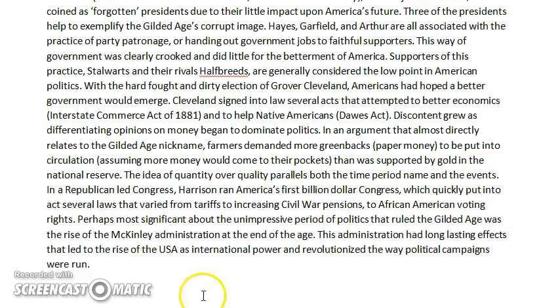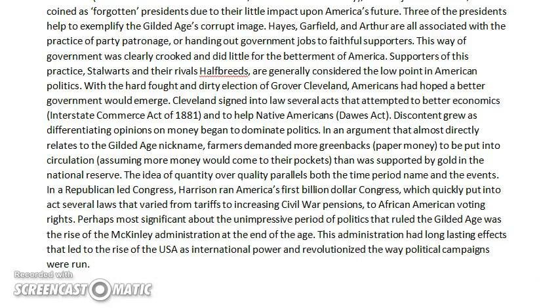In a Republican-led Congress, Harrison ran America's first billion-dollar Congress, which quickly put into act several laws that varied from tariffs to increasing Civil War pensions to African American voting rights. Perhaps most significant about the unimpressive period of politics that ruled the Gilded Age was the rise of the McKinley administration at the end of the age. This administration had long-lasting effects that led to the rise of the USA as an international power and revolutionized the way political campaigns were run.